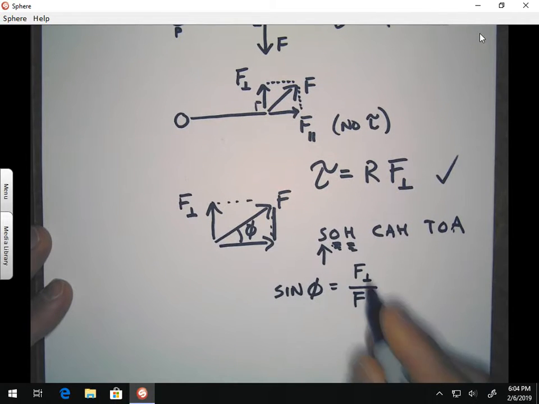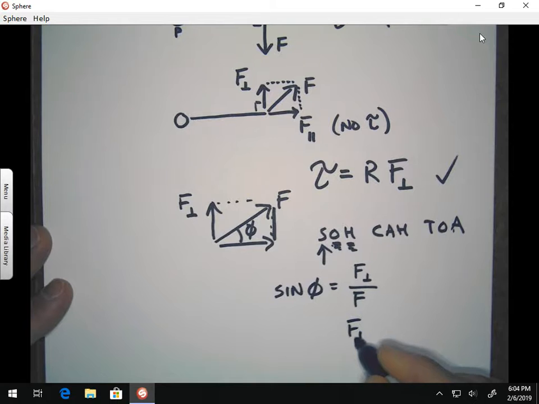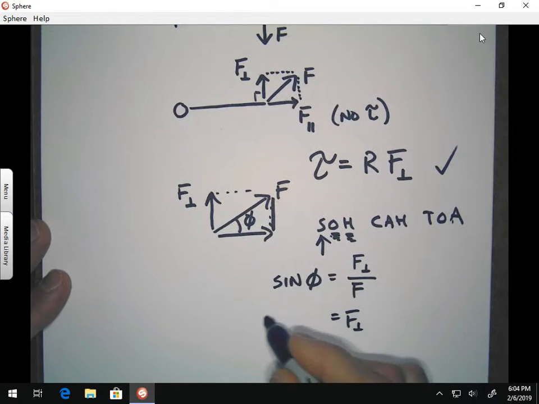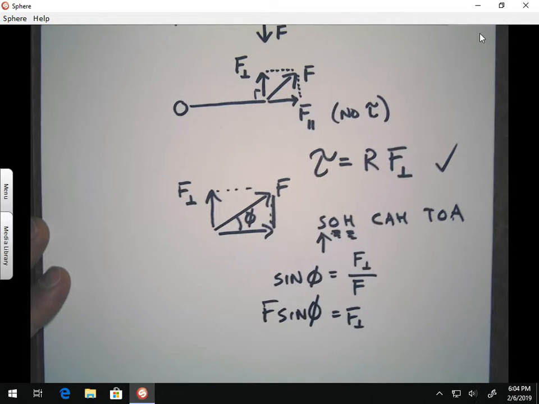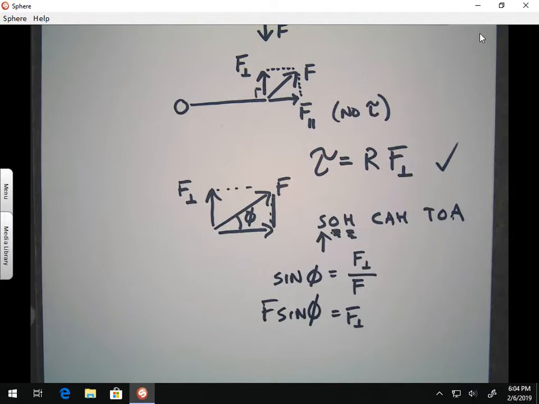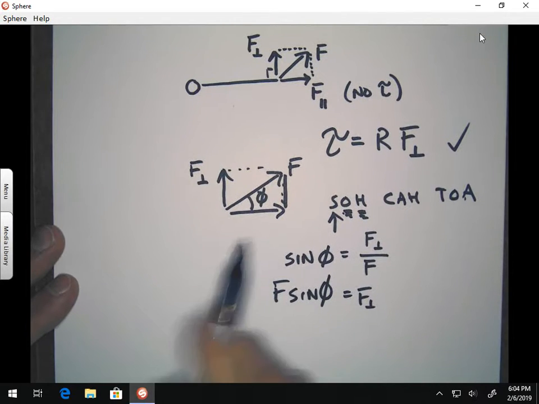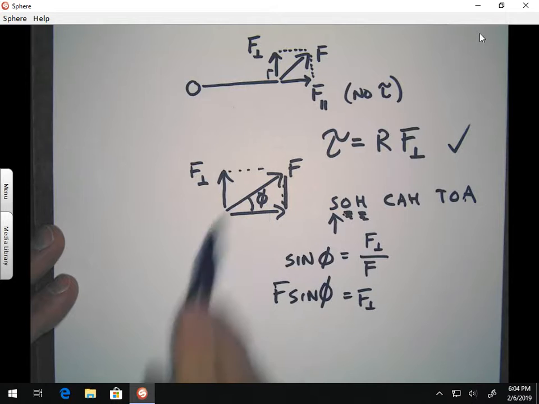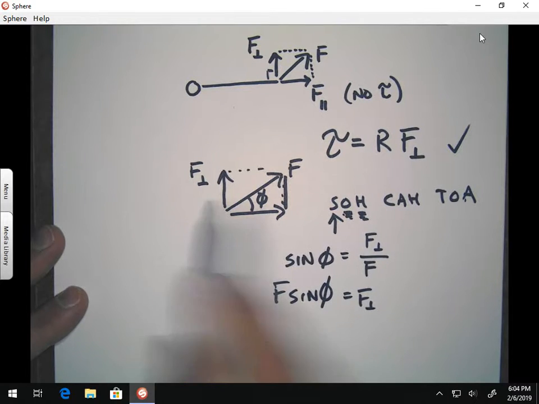And so the perpendicular component that we're looking for is going to be found by multiplying the diagonal times the sine of this angle. Okay? So if you know the angle there and you know the diagonal, you can find the perpendicular component and then you can plug that back in.